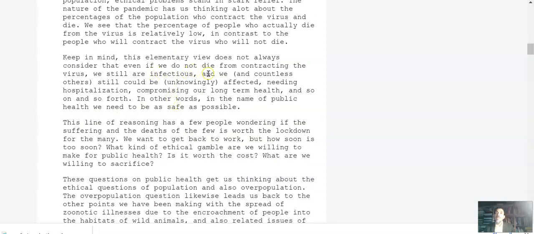Because of the drastic effect the pandemic has on the population, ethical problems stand in stark relief. The nature of the pandemic has us thinking a lot about percentages of the population who contract the virus and die. We see that the percentage of people who actually die from the virus is relatively low, in contrast to the people who will contract the virus who will not die. In other words, we can think of this descriptive account of the way that the coronavirus is understood in terms of percentages that will be affected in terms of death and in relation to the percentage of people who will contract the virus and not die, right?